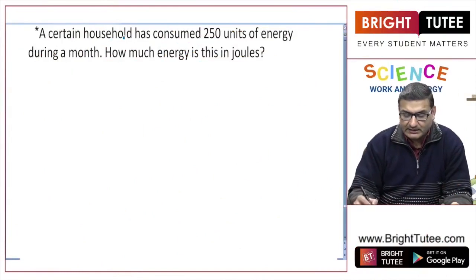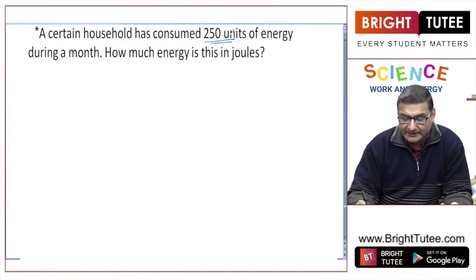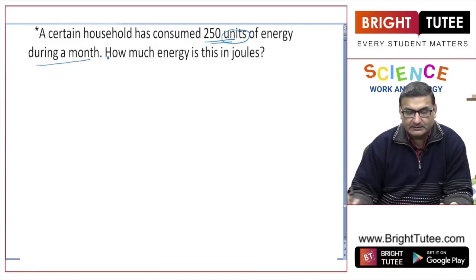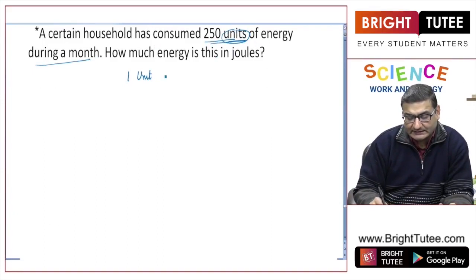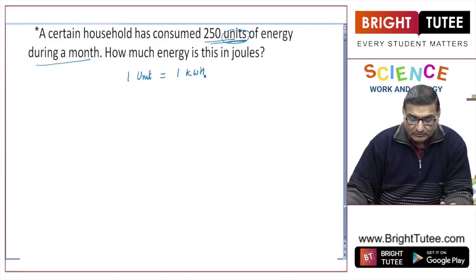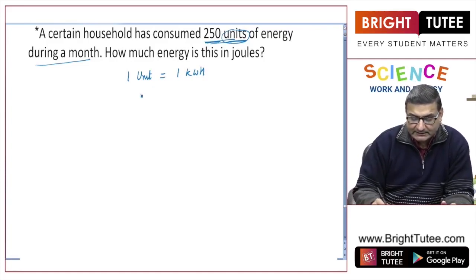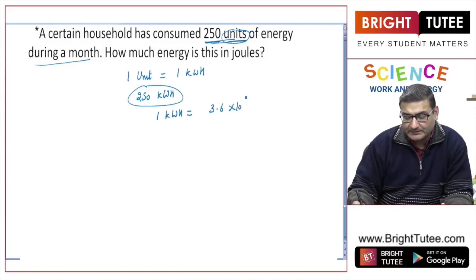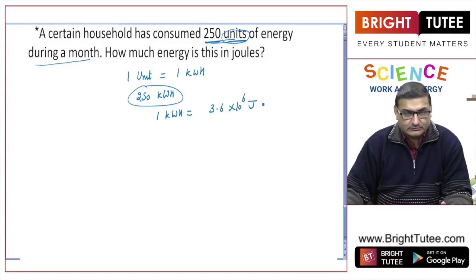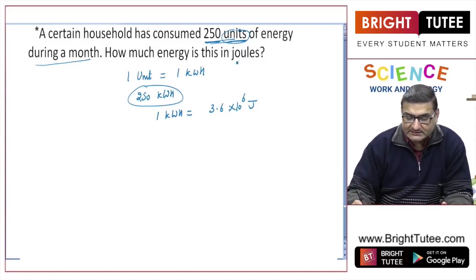A certain household has consumed 250 units of energy during a month. Now, when I talk about units, we have studied that 1 unit is nothing but 1 kilowatt hour, right? So, when I am talking about 250 units, they are actually 250 kilowatt hour. And I know the relationship between kilowatt hour and joule, that is 1 kilowatt hour is equal to 3.6 into 10 to the power 6 joule. So, how much energy is this in joules?